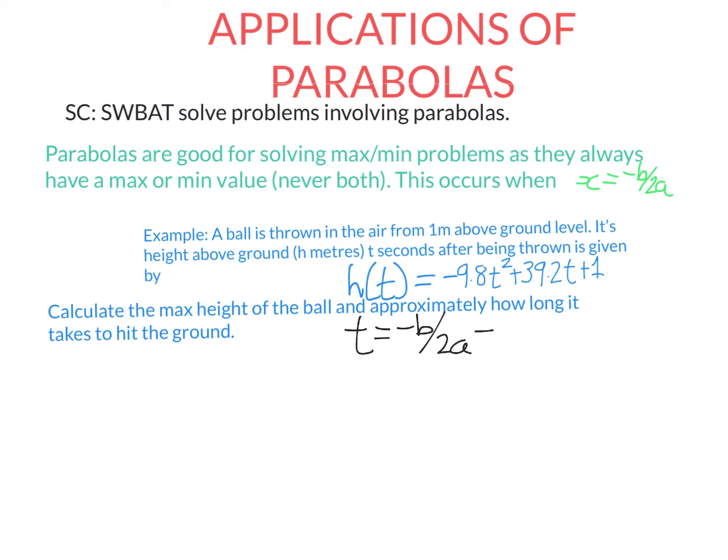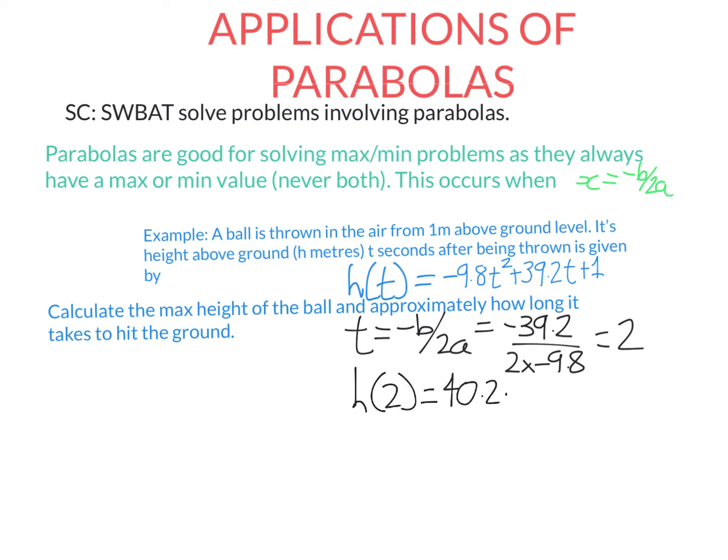Now, in this equation, b is still the number in front of t, so it's going to be 39.2, and a is going to be negative 9.8. So putting that in your calculator, you get 2. So that means the maximum height occurs when t equals 2, so after 2 seconds. So if I substitute t for 2, for h I get 40.2 meters. That is the maximum height of the ball.